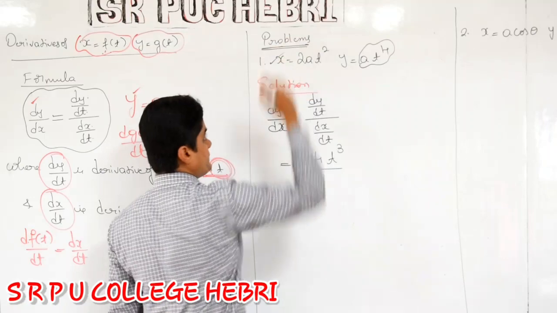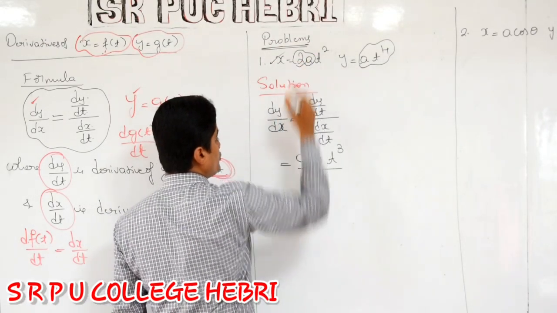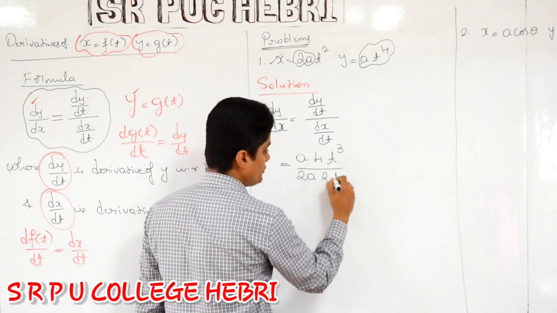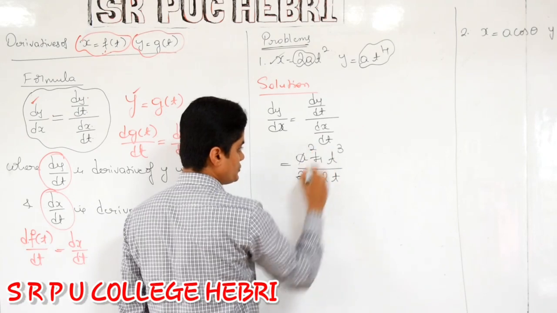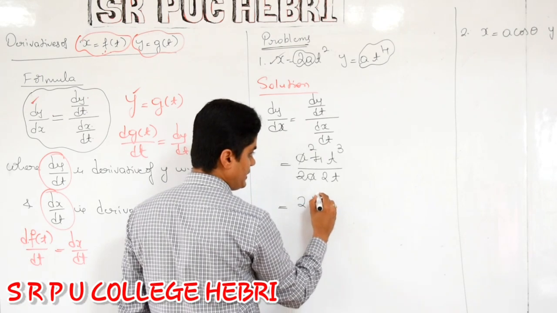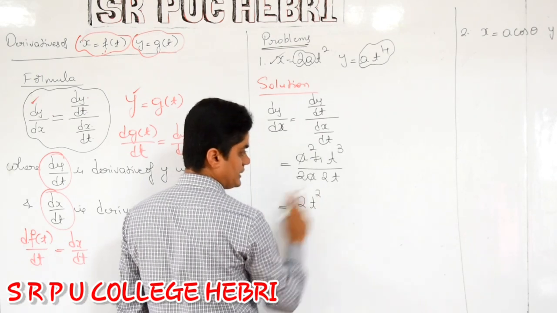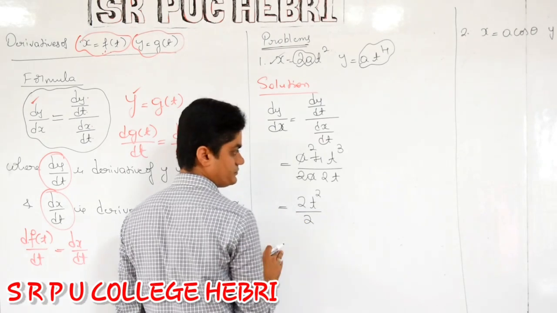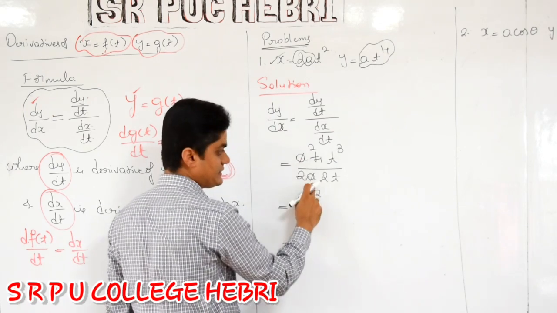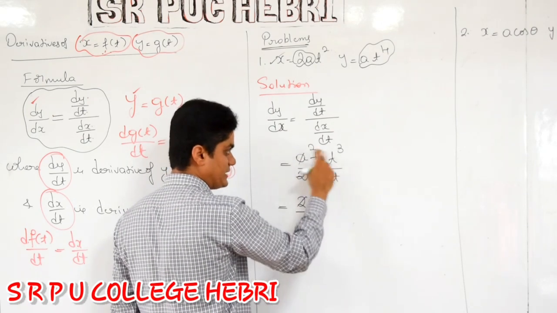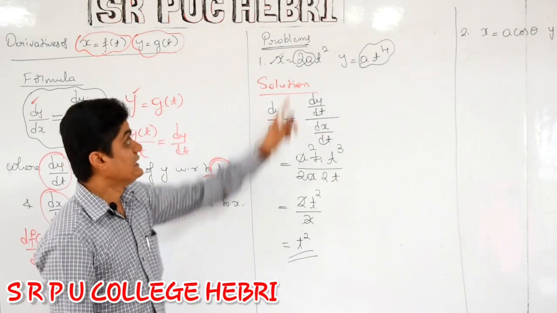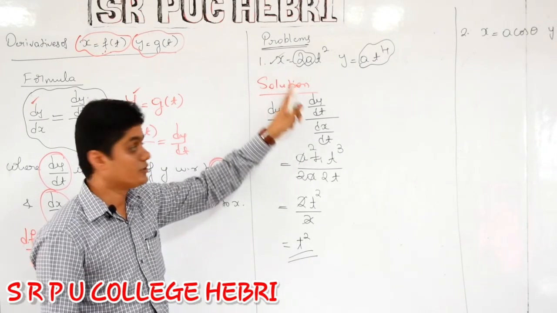Divided by dx by dt. Here what is constant? 2a is constant, so it will come as it is. What is the differentiation of t square? 2 into t. So a cancels, 2 ones are 2, 2 twos are 4. So what is remaining? t cancels, right? So remaining is 2t power 2 divided by this 2. Correct? So these 2 cancel. So what is remaining? t square. t power 3 by t is nothing but only t square. So this is the differentiation of this parametric function with respect to t.